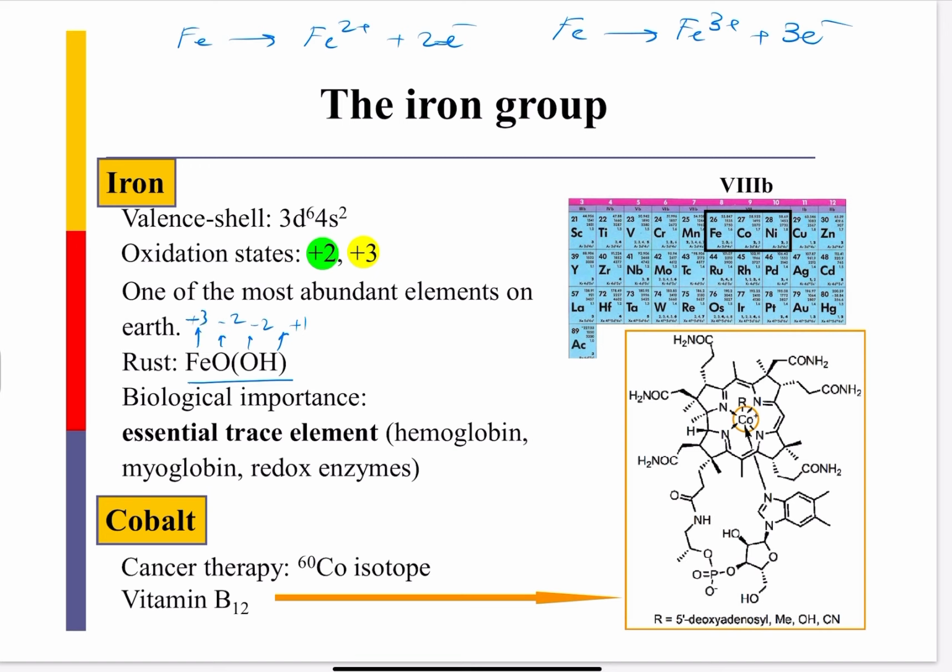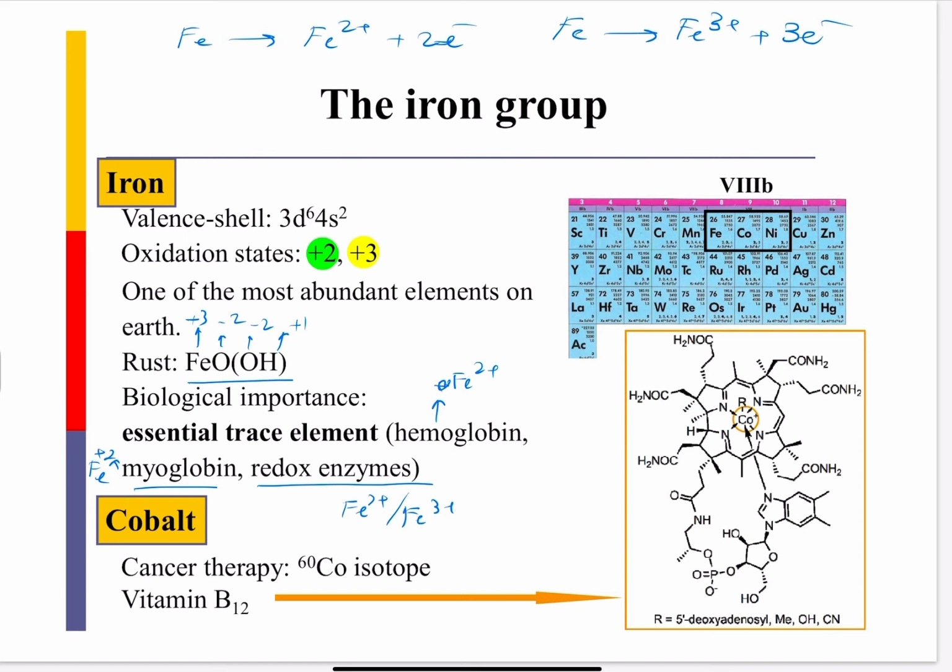And biologically important, we can find it as an essential trace element in hemoglobin, but there it must be +2. In myoglobin it is in the form of Fe +2. And in redox enzymes it works going from Fe2 plus to Fe3 plus. It's very important.